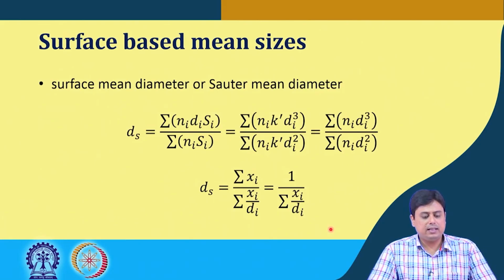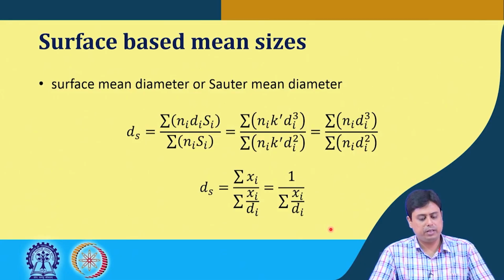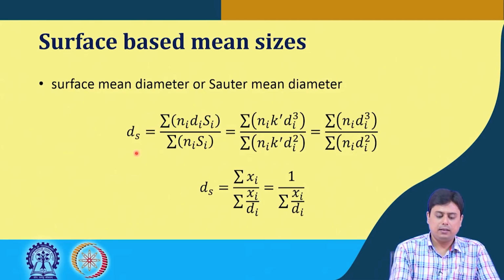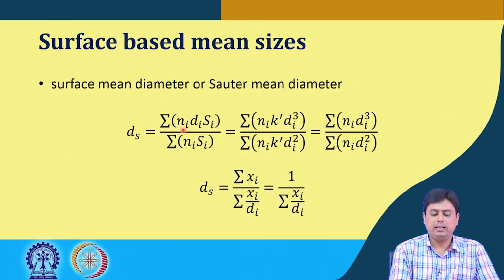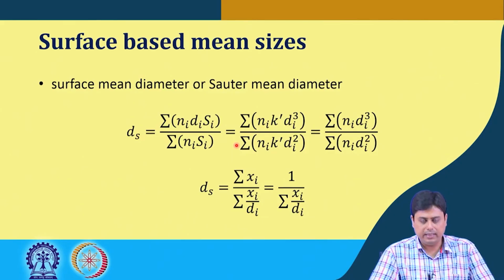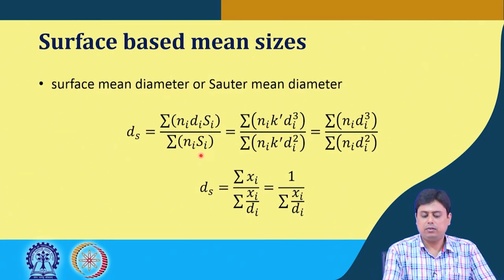Similarly, if we see the surface based mean sizes, like in the previous slide we have seen volume based mean sizes. Now, this is the mean size based on the surface. So, surface mean diameter, or it is also popularly called the Sauter mean diameter by the name of the scientist Sauter. It is defined this way, where again ni is the number, d is the diameter of that sample, s is the surface area of that particular ith size particle, divided by the summation of this parameter.